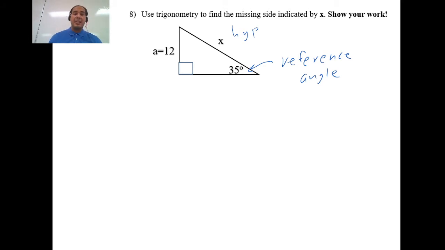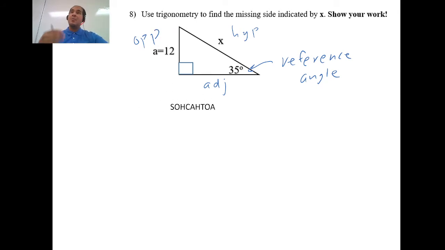The opposite leg is going to be the leg that is all the way across from the reference angle. In this case, this is the opposite, which we are given. This is 12, and then the adjacent we have no information on. That is the missing side, the adjacent side, that we don't know. So we're not even worried about that one because we're being told to find the x.